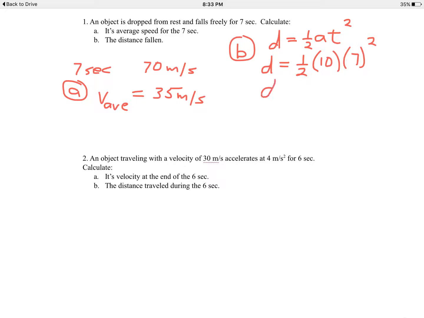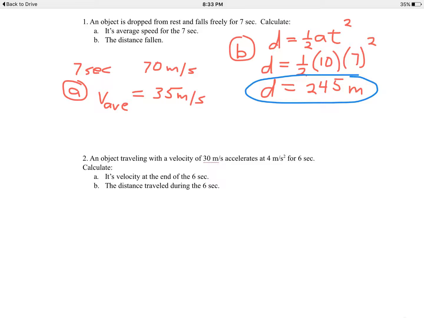All right, so you just work that all out on your calculator. 7 squared is 49, times 10 is 490. Half of 490 is, I believe, 245. So it will fall 245 meters. That's the distance. The displacement would be negative 245 if they asked you for the displacement, but they only asked you for the distance here. So the answer there is 245 meters.